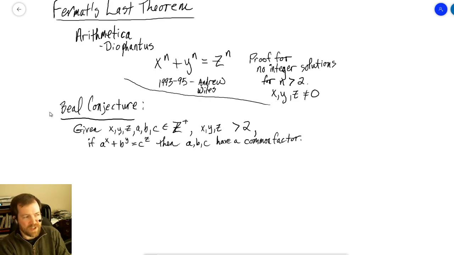So the Beal conjecture was first asked about by Andrew Beal, or Andy Beal, he goes by Andy. It says that given a, b, c, x, y, z are all positive integers, and x, y, and z are greater than 2, if this equation is true, a to the x plus b to the y equals c to the z, which is a generalization of Fermat's last theorem, then a, b, and c must have a common factor.